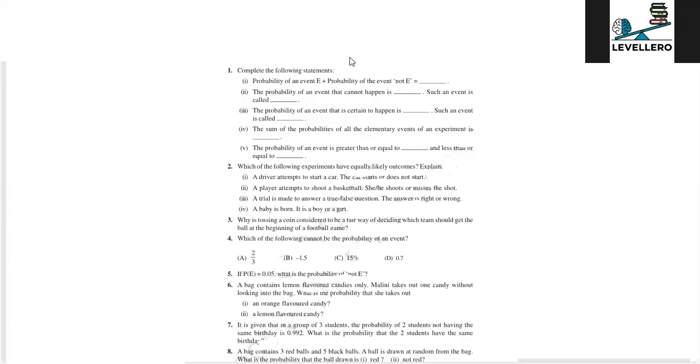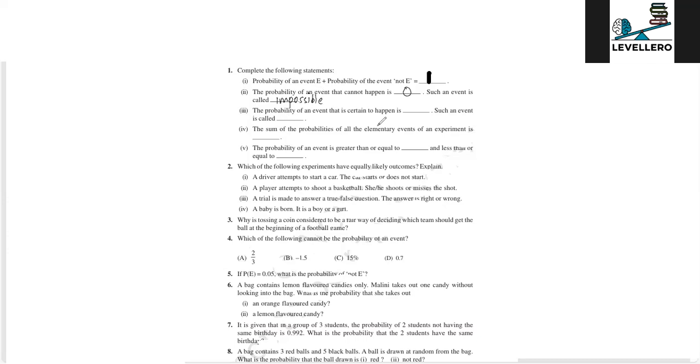Okay, next we have some questions related to the same topic, probability. First one, complete the following statement. Probability of an event E plus probability of event not E. We already know that the answer for this is going to be 1. Next, the probability of an event that cannot happen is 0, and such an event is called an impossible event.